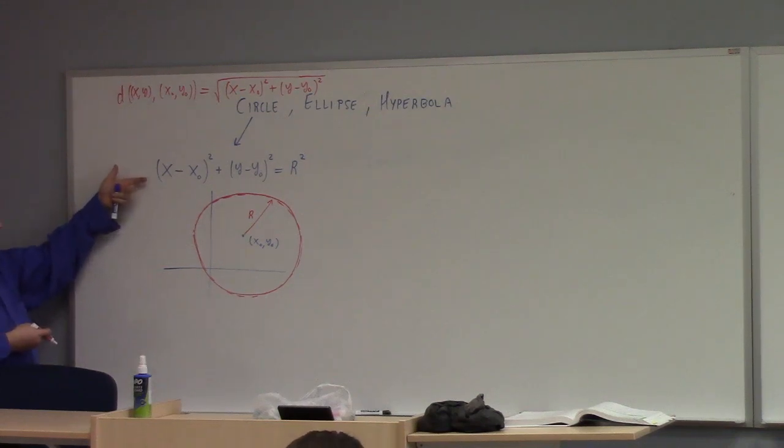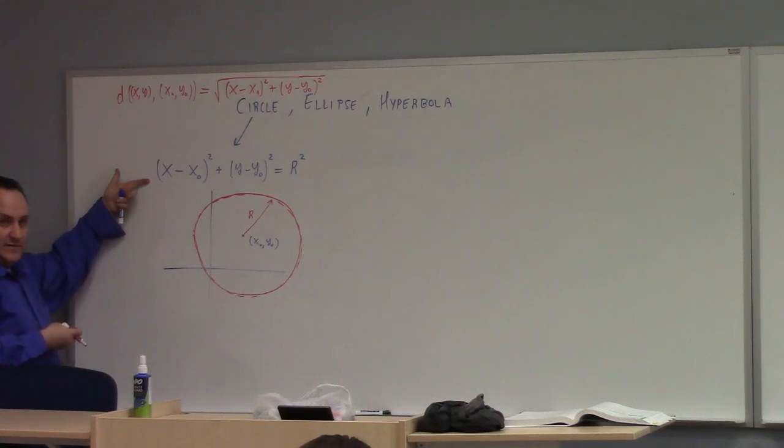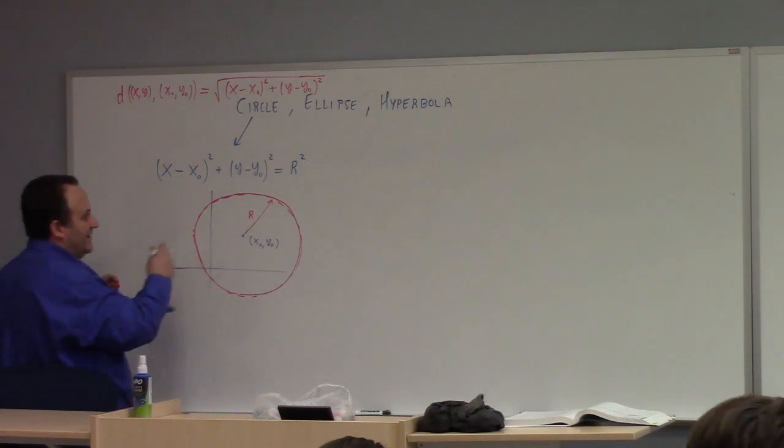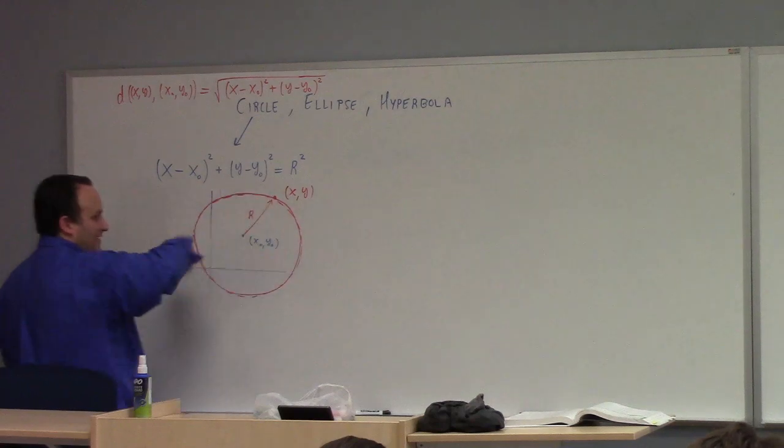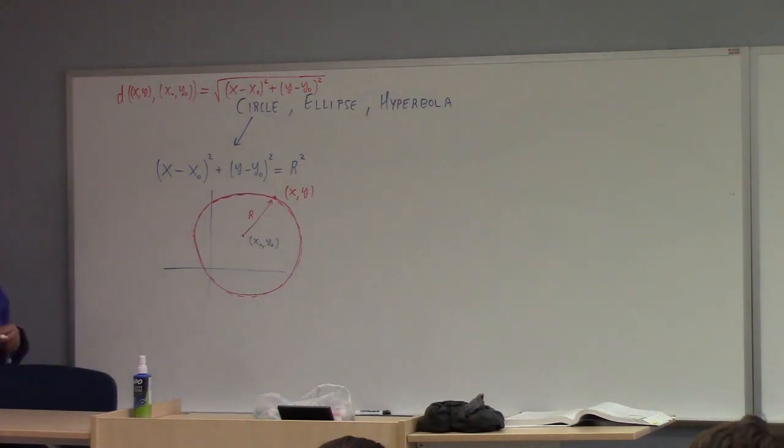So this equation literally says the distance squared from the center point gives you (x, y), which is on the circle. Every point (x, y) is the same distance from the center point. And that's what defines a circle, okay? That's it. That's a circle.